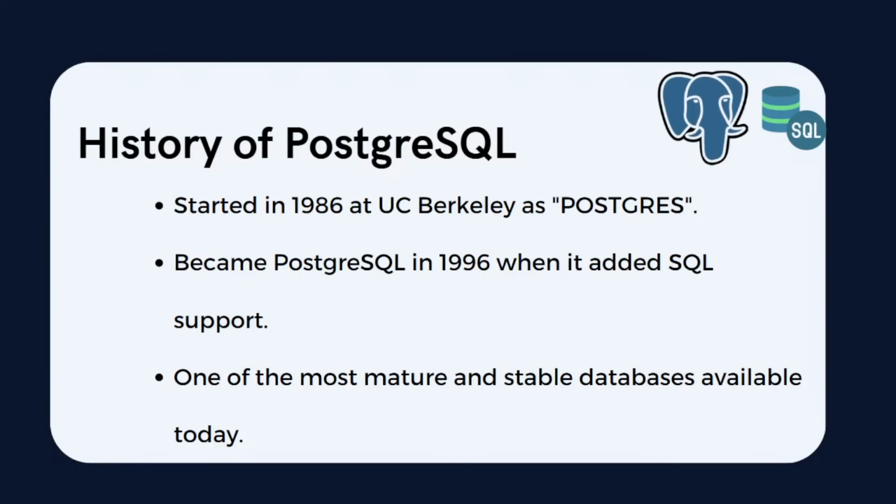It is one of the most mature and stable databases available today. I already said the basics: today it is more mature and stable, with good security and everything, and that is called stable. PostgreSQL is considered a good and secure database, and that's why most people are choosing PostgreSQL today.